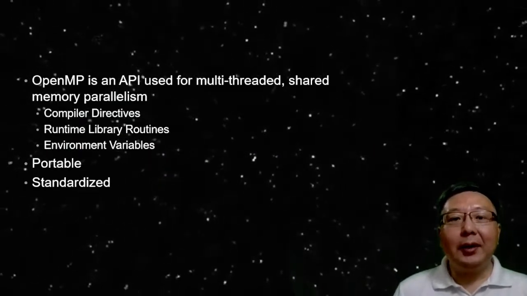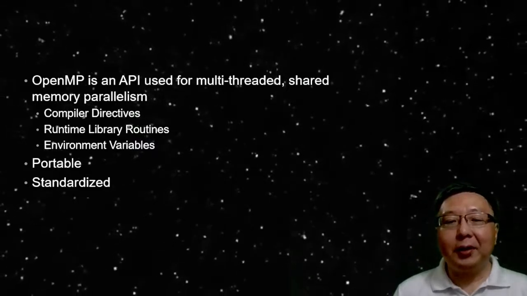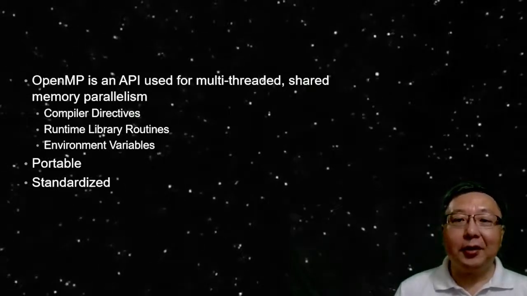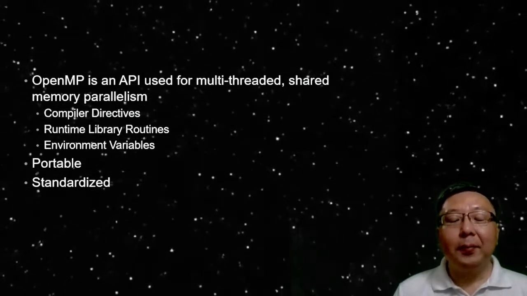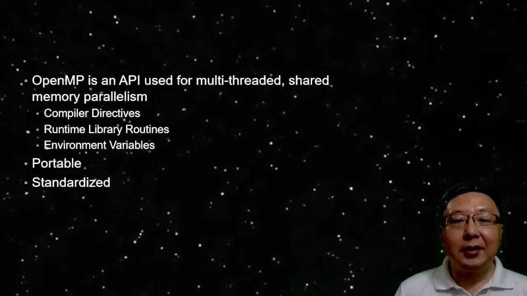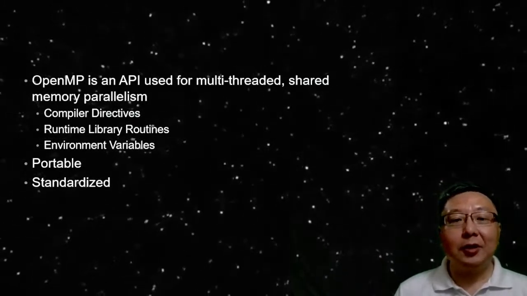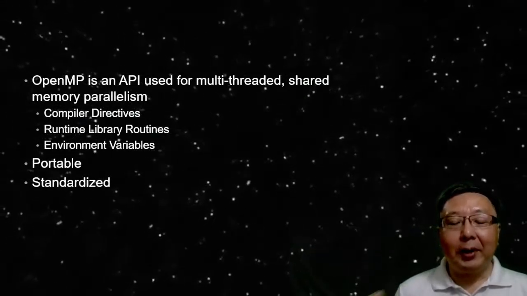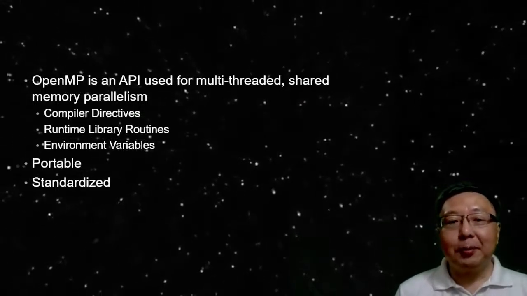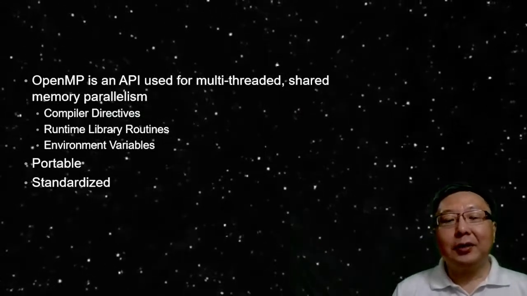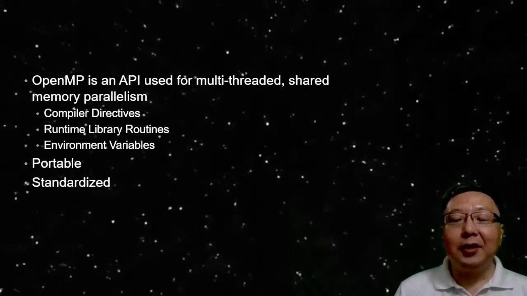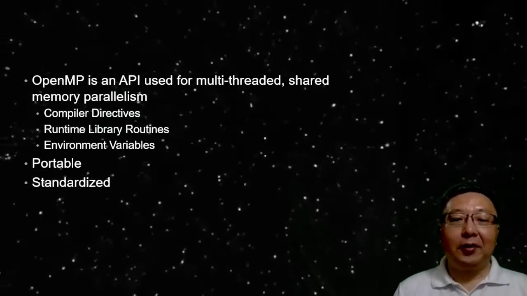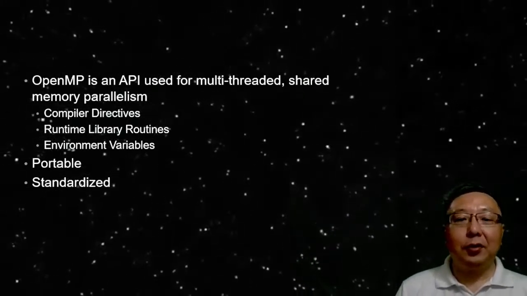So OpenMP is an API used for multi-threaded shared memory parallelization. As I mentioned before, it's all shared memory. It's on the same computer, so everything is shared. And the way it does that is it takes a standard C or C++ program and adds certain special compiler directives. These compiler directives tell the compiler that it's going to do some sort of parallelization. It also ties into certain runtime library routines, which let it do those parallelizations. It also uses some environment variables that tell it what it's going to do.